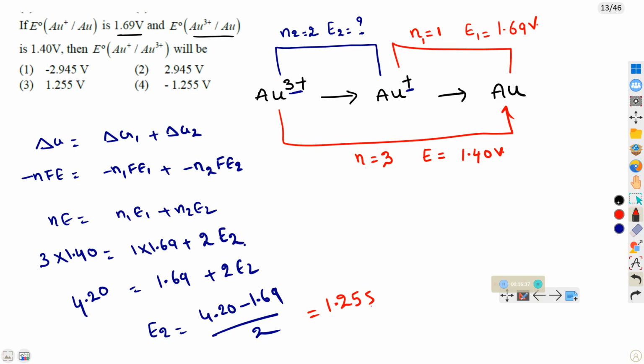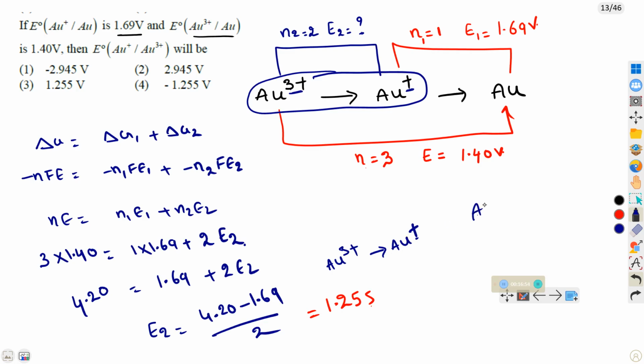Which value is 1.255? It is for Au 3 plus converted to Au plus. But the question is Au plus converted to Au 3 plus. So reverse the reaction, Au plus is converted to Au 3 plus. Then change the sign: minus 1.255. Fourth option correct.